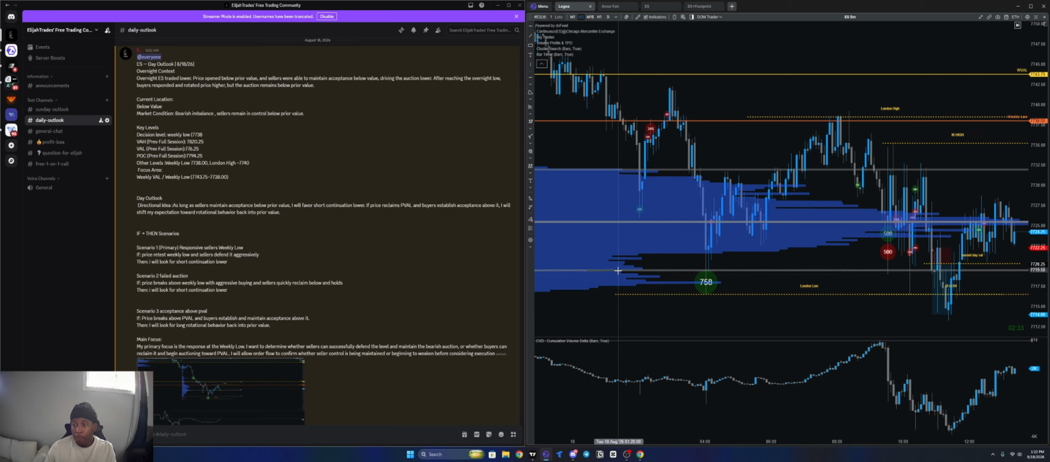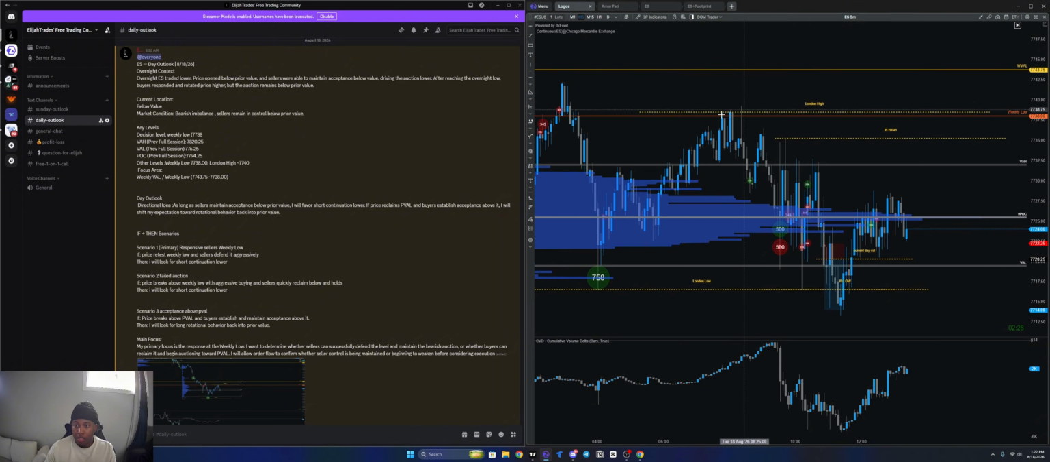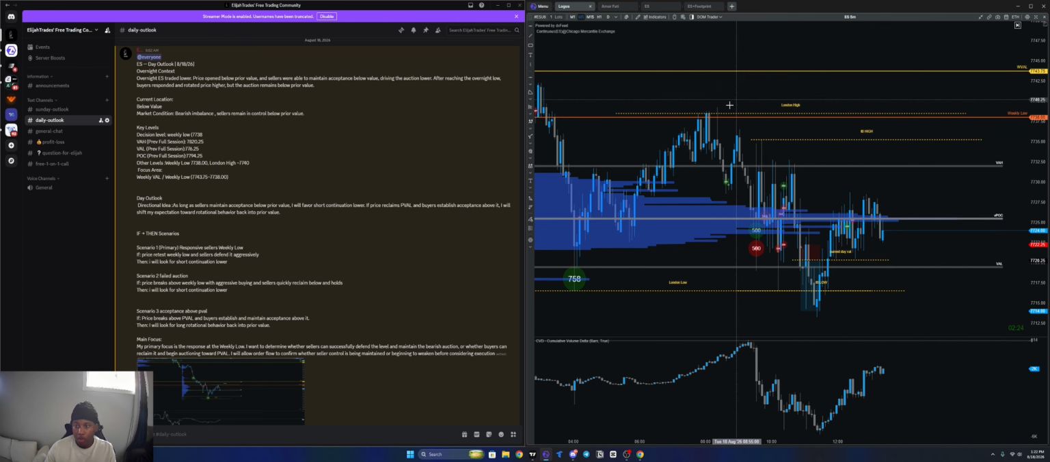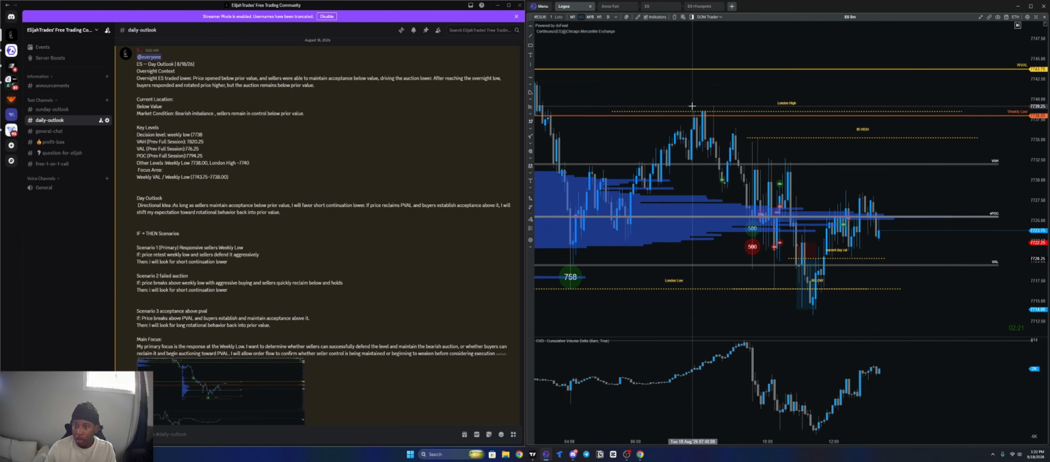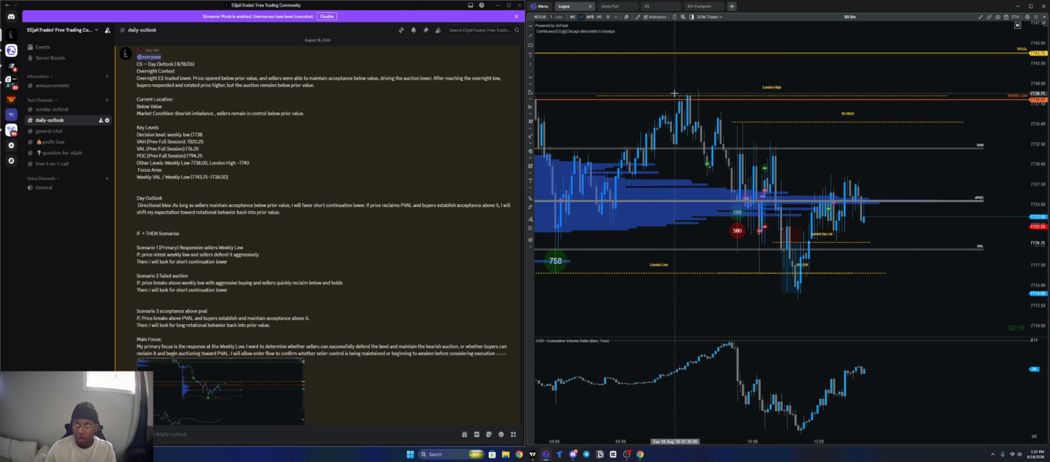And when price came back again, we saw responsive sellers. We saw buyers fail to auction above, so there were trapped buyers above. And what this behavior shows is that the market couldn't find any participants, so that area was expensive, and we saw responsive sellers step in and drive the auction lower.